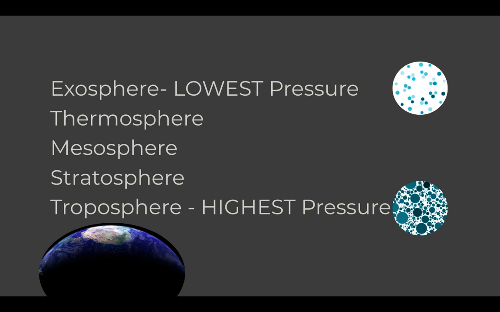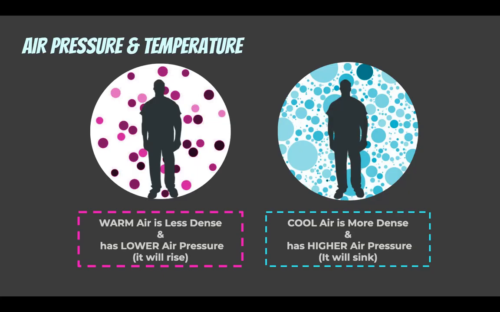This applies to what you've already learned as far as layers of the atmosphere. The exosphere, which is the one farthest from Earth, has the lowest amount of pressure because, again, the air molecules are not as compact together. They have more room to spread out. Whereas the troposphere, being the one where we live, where weather happens, has the highest amount of pressure because there's more gravity pulling down on those air molecules and they're more compact together.